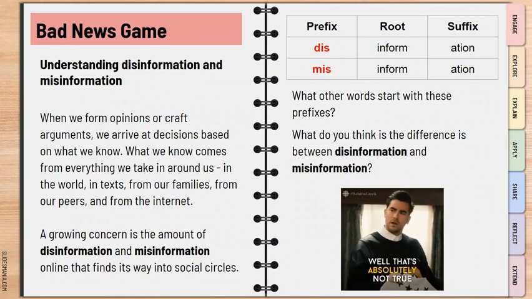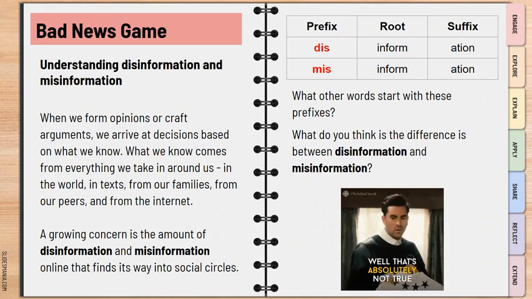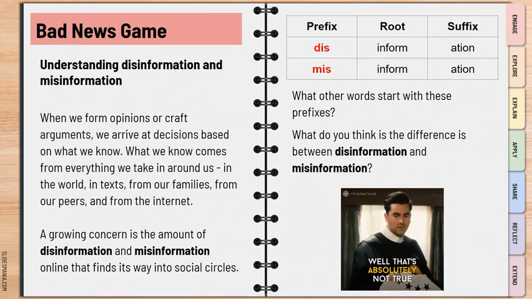Before we start, I want us to look at the words disinformation and misinformation. You'll see on the screen that they share the same root word, inform. Inform meaning, to provide information. But they also have the same suffix, the ation. They have two different prefixes, dis and miss. Take a minute, think about it. What other words do you know that start with dis? Now take a minute, think about what other words you know that start with miss. What do those words have in common?